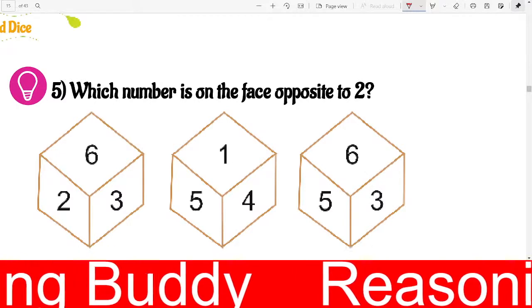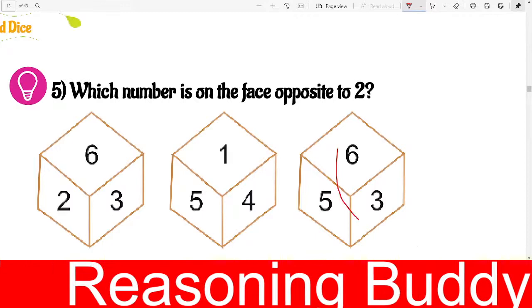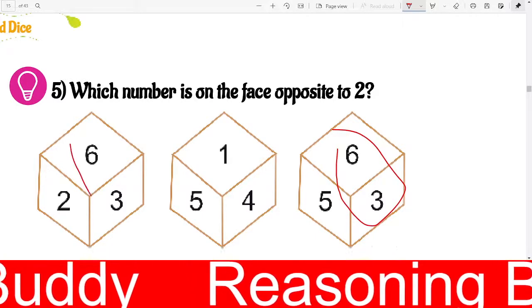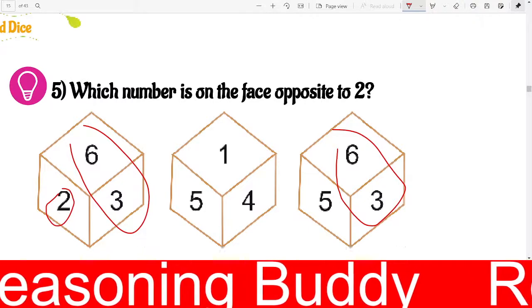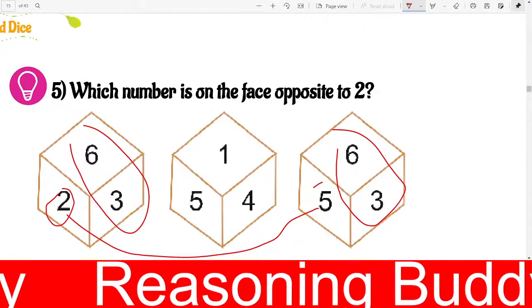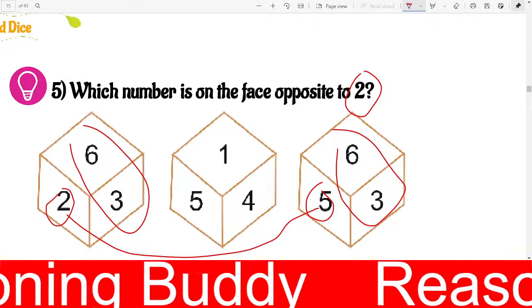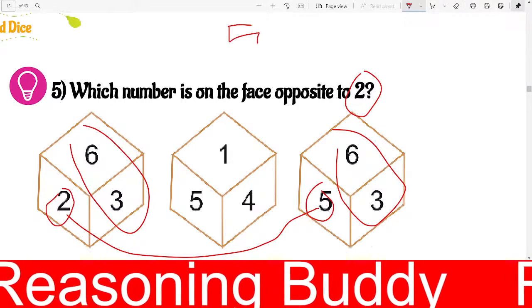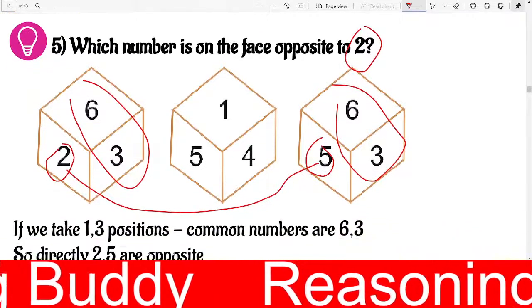So let's check it. Here you can see 6, 3 and 6, 3 are common. So next, if 2 are common, the remaining are opposite. So 2 and 5 are opposite. In the question they ask for 2, so the opposite face for 2 is 5. So like that you can find.